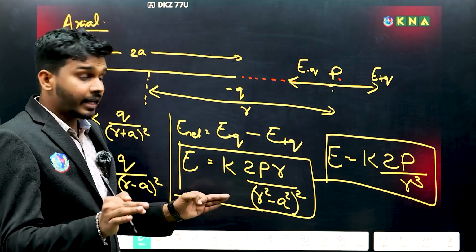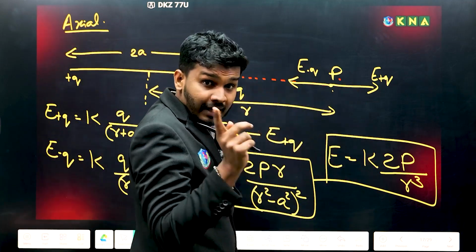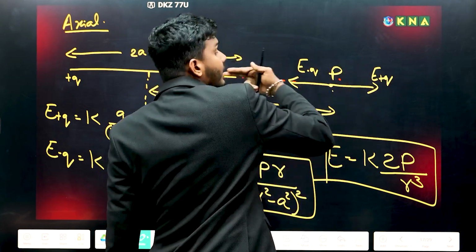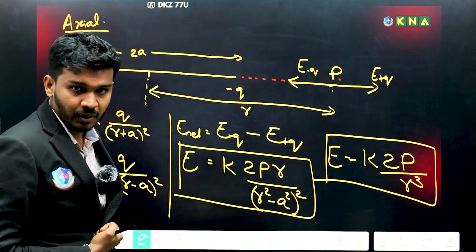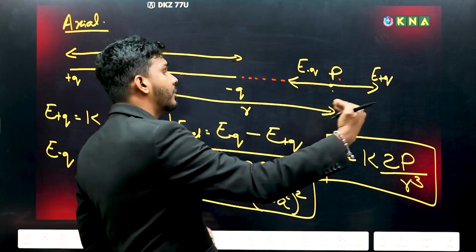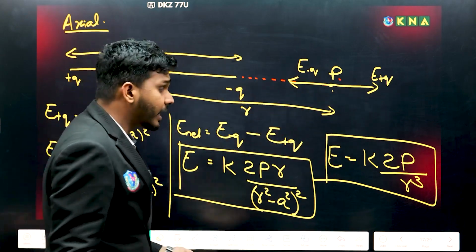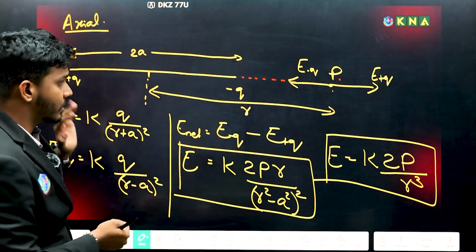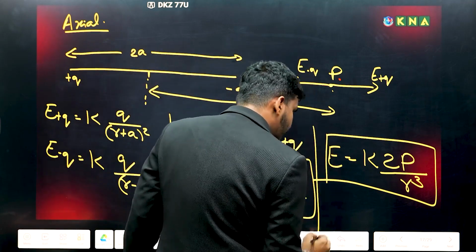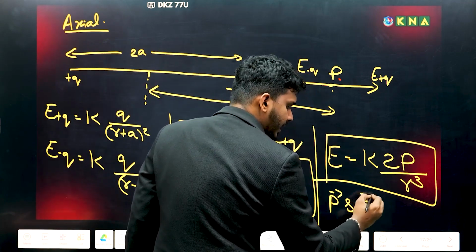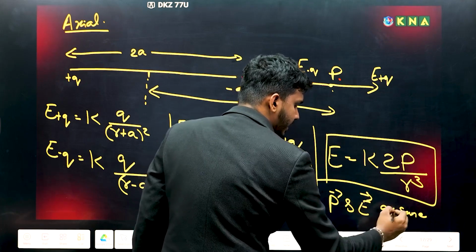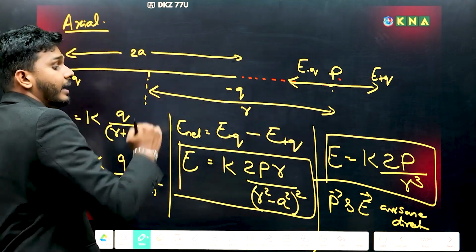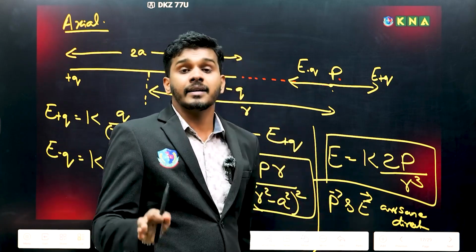What is the direction? The direction of the electric field is that of the larger charge, the magnitude being large minus small. The direction of the electric field and the dipole moment is always from minus to plus, negative to positive, which is also the same direction. So the dipole moment and the electric field are in the same direction in the case of the axial line.